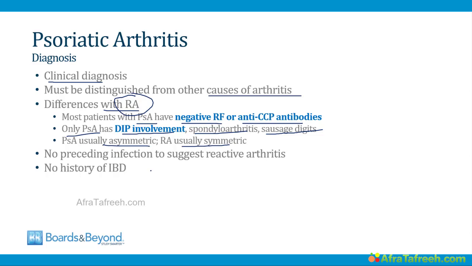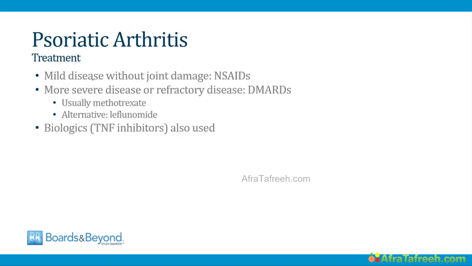Other things that are important when you're diagnosing psoriatic arthritis is that there should be no preceding infection to suggest reactive arthritis, which we'll talk about in a minute, and there should be no history of inflammatory bowel disease, because in that case it could be inflammatory bowel disease associated arthritis. The treatment for psoriatic arthritis for mild disease without joint damage is NSAIDs. More severe forms are treated similar to rheumatoid arthritis with DMARDs, usually methotrexate, but sometimes alternative drugs like leflunomide. And then biologic drugs like TNF inhibitors are also sometimes used.